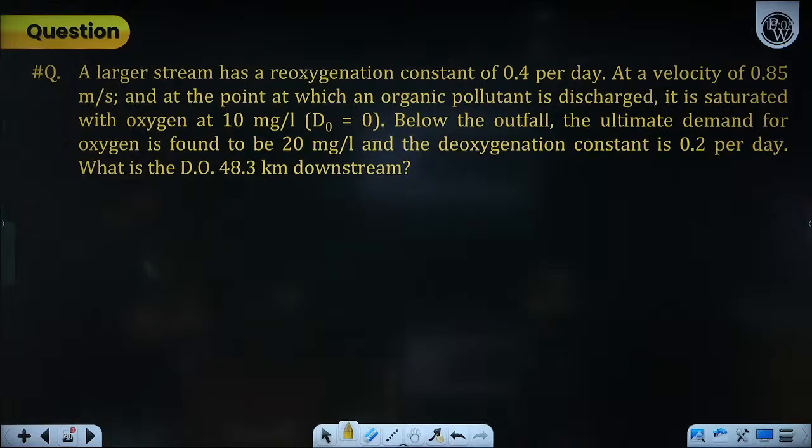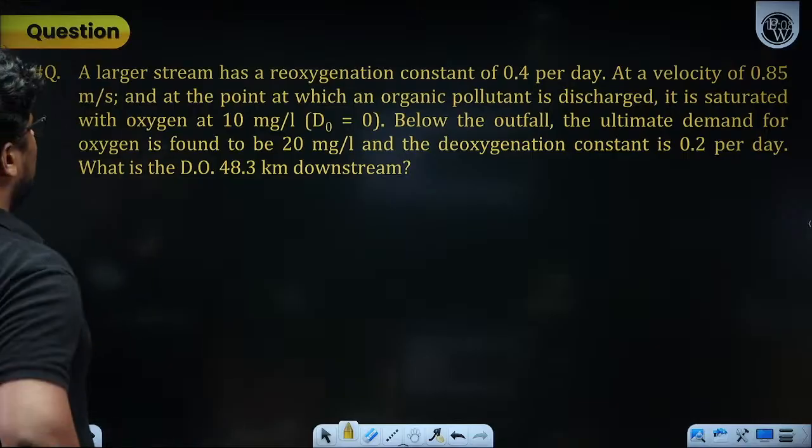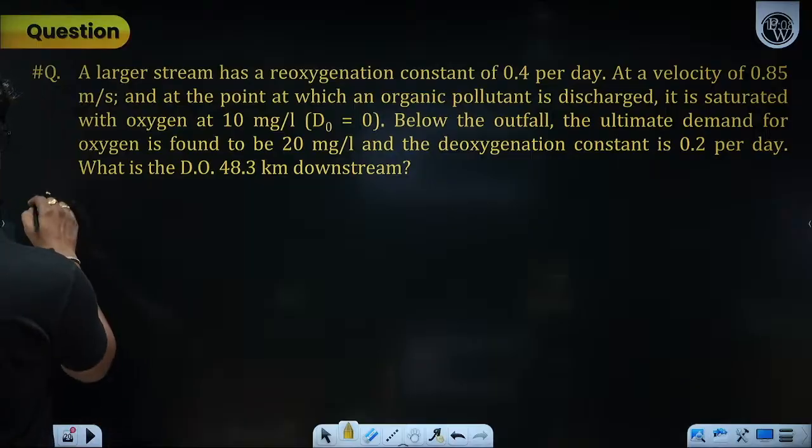Has anyone solved this question? So what is the data which is given to you?